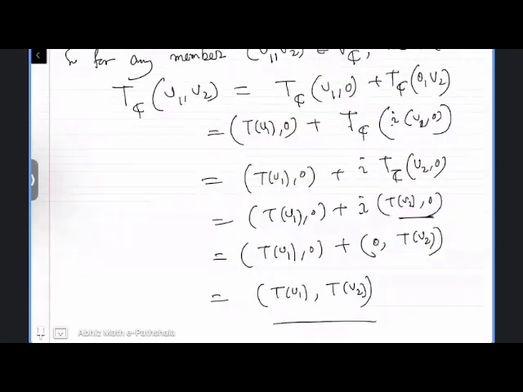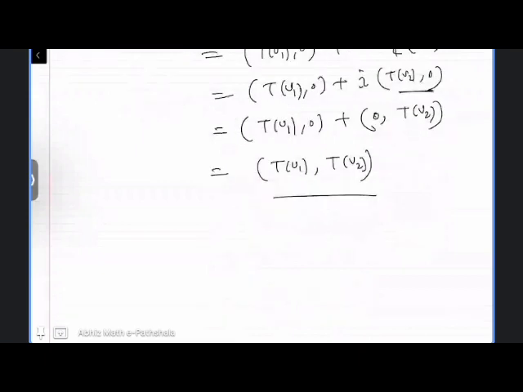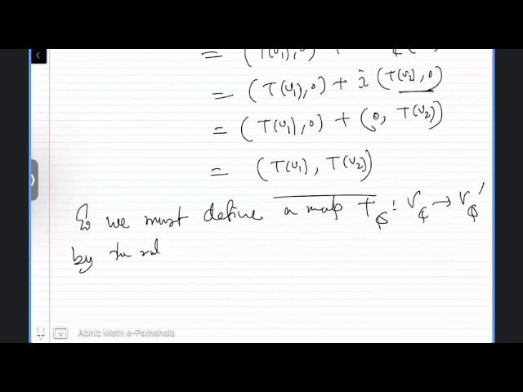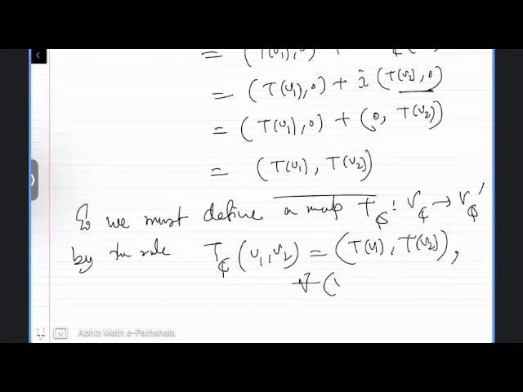So this indicates to us how to define TC. We must define a map TC from VC to VC dash by the rule TC of (V1, V2) will be (TV1, TV2), for all (V1, V2) belonging to VC.